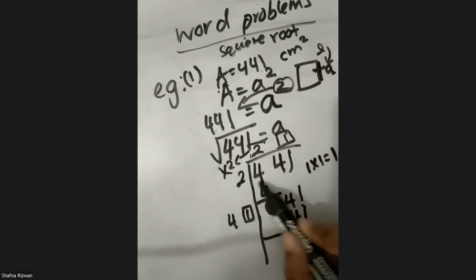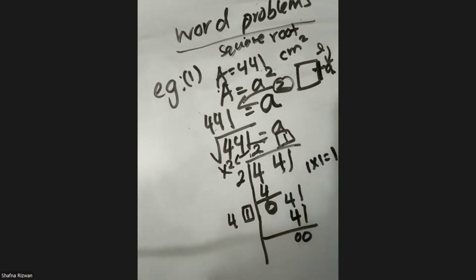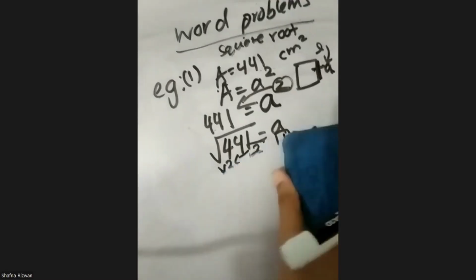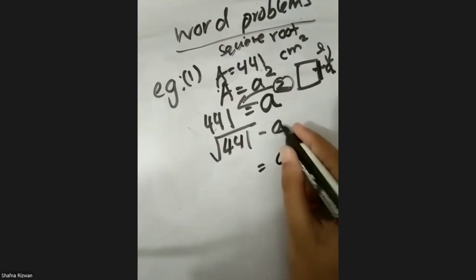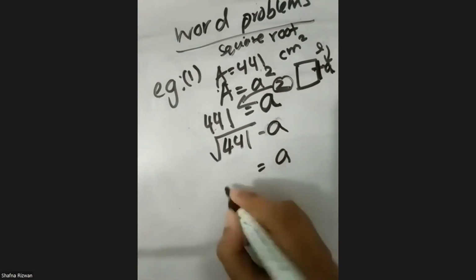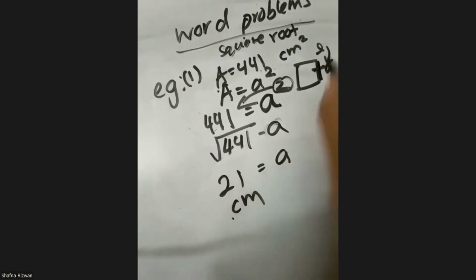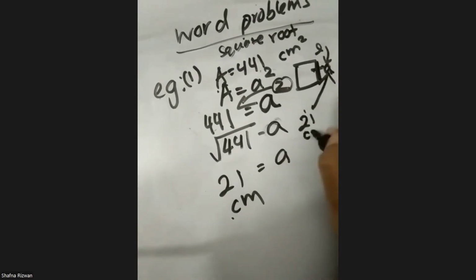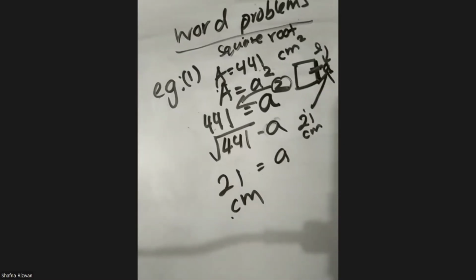So what's the square root of this 441? That is 21. So you show the method, okay. So you can say that A, the length A, is equal to how much? A is equal to 21 centimeters. That means the length of a side of a square is how much? Length of a side of a square is 21 centimeters. Did you understand? That's how they will ask you some questions.